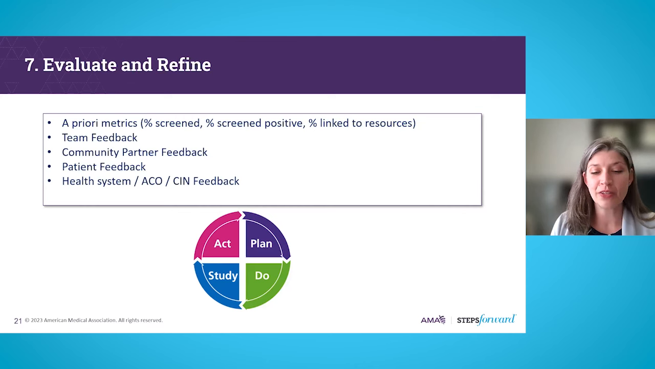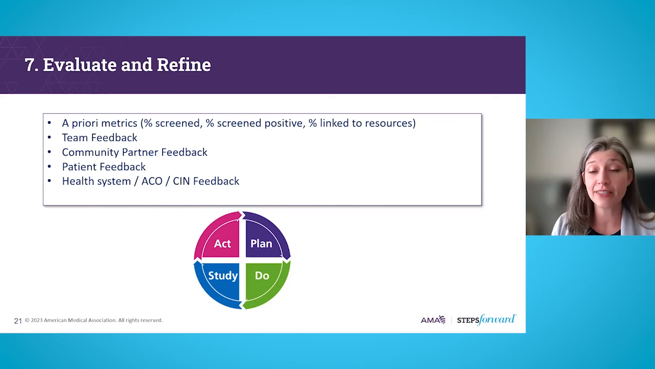Next, get the team feedback. What's working, what isn't? Also get the perspective of your community partner. Are most of the people that we're sending your way qualifying for your service? What's the volume like? Is this straining you? Are we overwhelming your capabilities? You want to get feedback about messaging to the patients about the service. You want to get patient feedback. Was this helpful? How can we make this more helpful? How can we make this process easier?